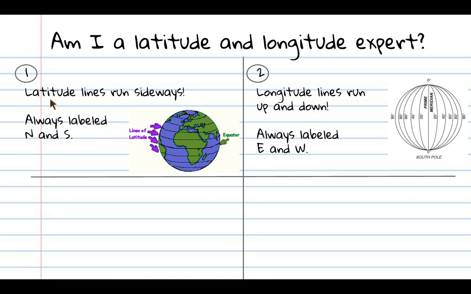Here's key point number 2. Go ahead and copy this down, please. Longitude lines run up and down. They are always labeled east and west. So anytime a coordinate has an E or a W, it is definitely a line of longitude. Pause if you need more time to copy key point 2.